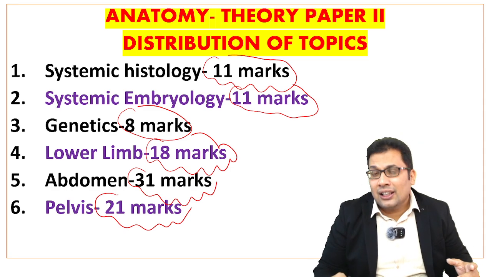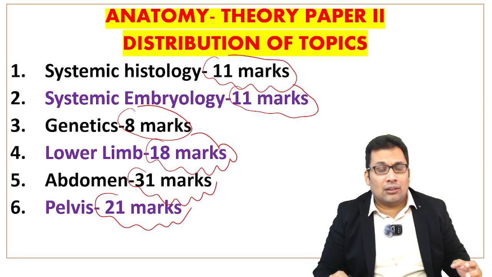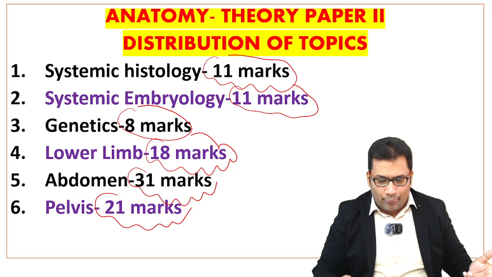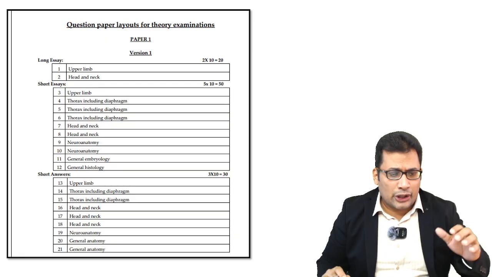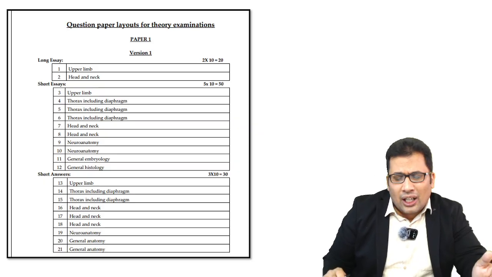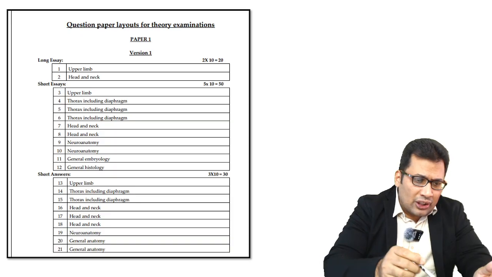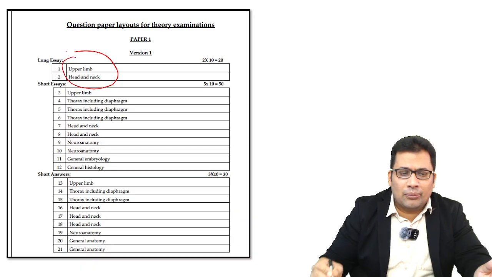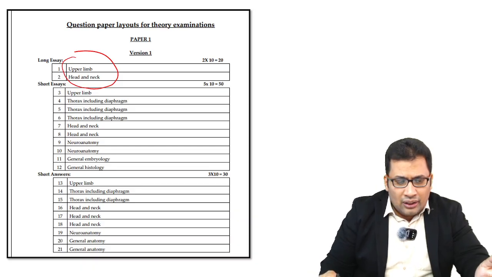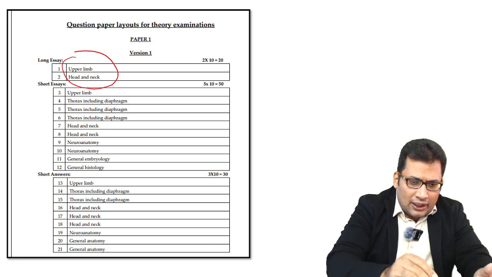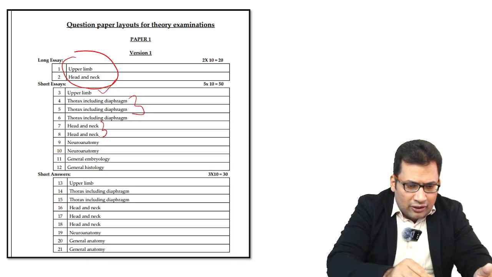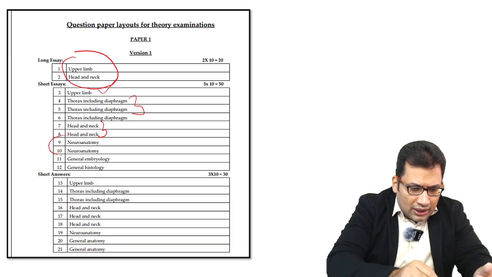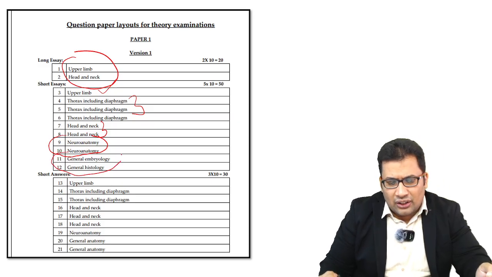Again, 2 long essays, 8 short essays, 10 short answers, and 10 MCQs. If you ask me about the versions, there are 2 versions given by RGUHS. In version 1, the long essay should come from upper limb or from head and neck. In the same way, for short essays: upper limb, question number 3; questions 4, 5, 6 from thorax; 7, 8 from head and neck; neuroanatomy, questions 9 and 10; and 11 and 12 basically from general embryology and general histology.